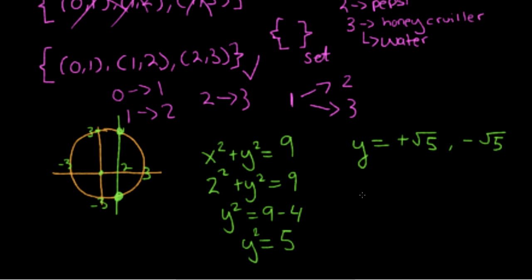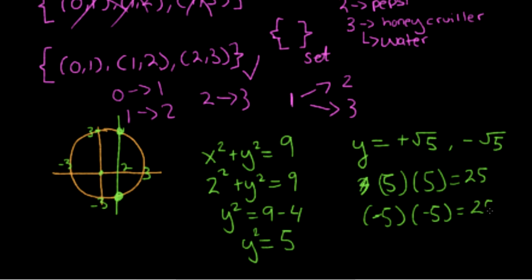So why do we have positive square root of 5 and negative square root of 5? When we look, for example, at 25, 5 times 5 is 25. But -5 times -5 is also 25. So we know that whenever we get the square root of 25, we have two solutions, positive 5 and negative 5.